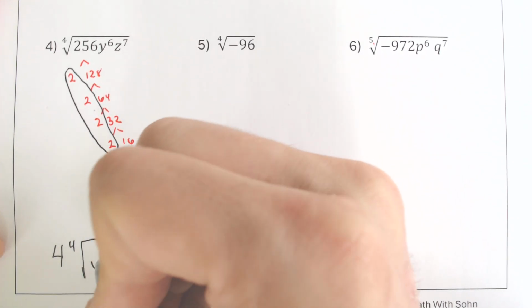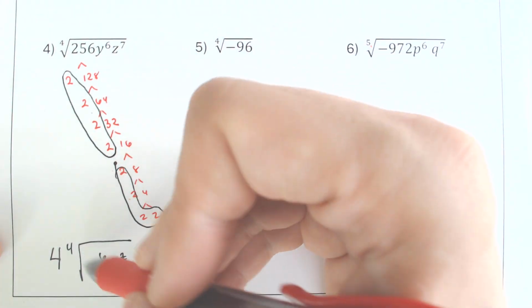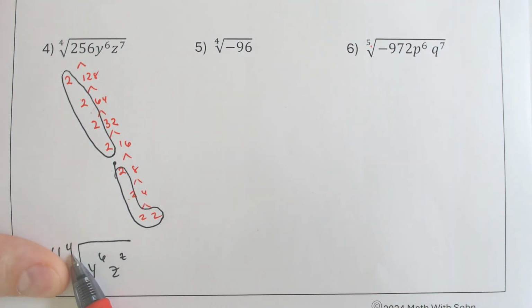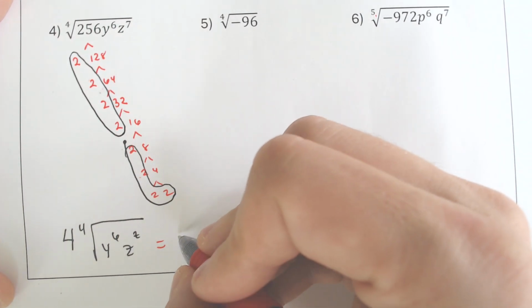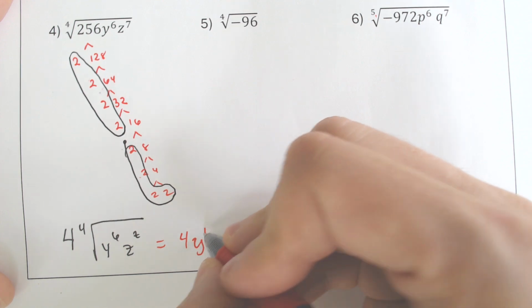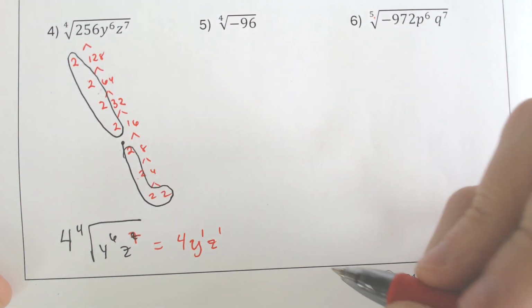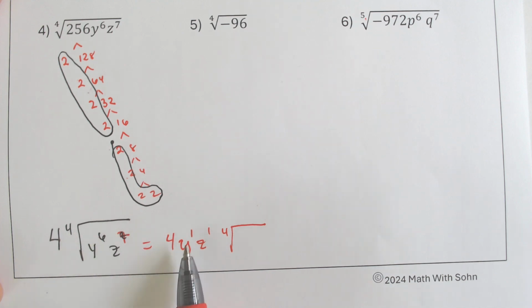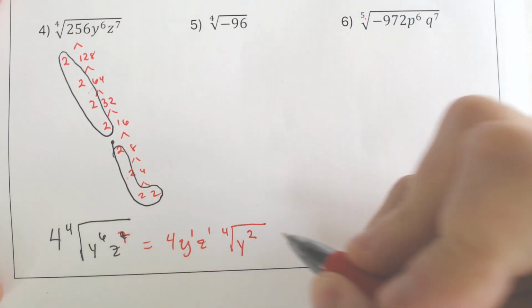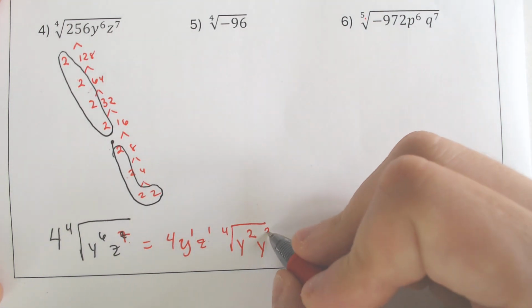We have the 4th root of y to the 6th, z to the 7th. No value for a number was left over, so I didn't have a number here. This 4, the 4th root, we'll be dividing into the exponents. How many times will 4 go into 6? That would be 1 time, so we're going to have a y to the 1st. How many times will 4 go into 7? Also 1 time. What do we have left over? 4 went into 6 one time with a remainder of 2, and 4 goes into 7 one time with a remainder of 3.